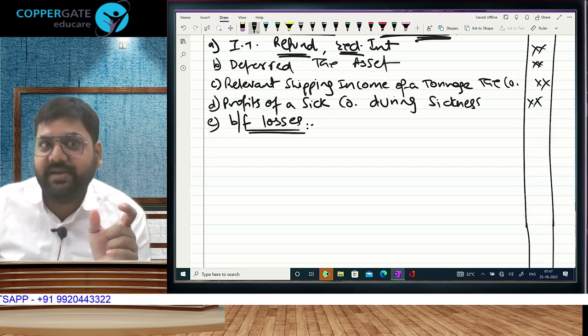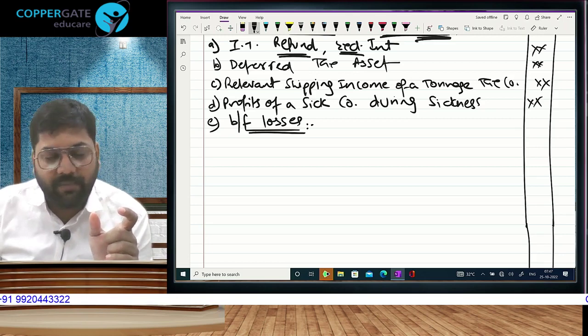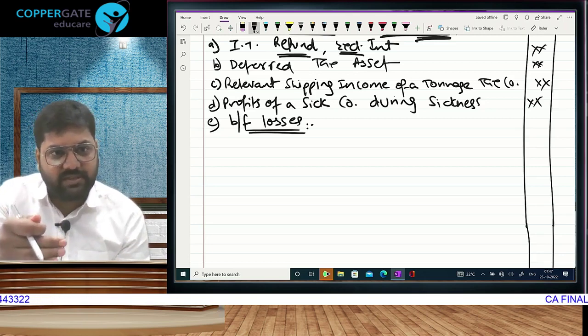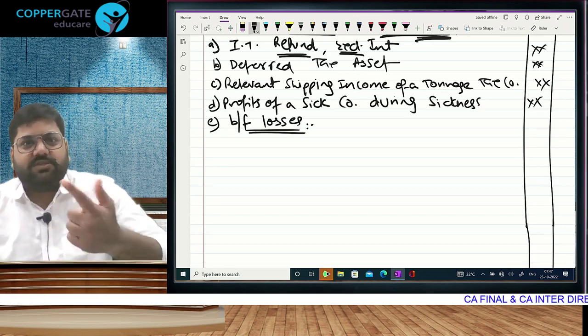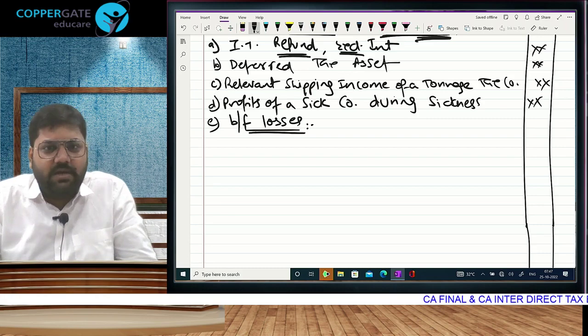Because every loss has limited carry forward. So, by following first in, first out, whichever was the first loss, we adjust it first. And most losses get 8 years. Like business loss, capital loss, house property loss, we get 8 years of carry forward.